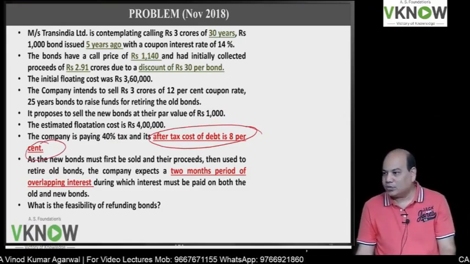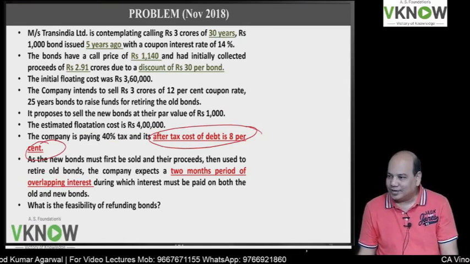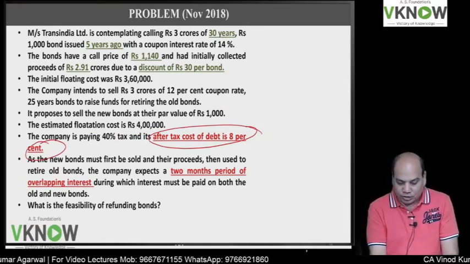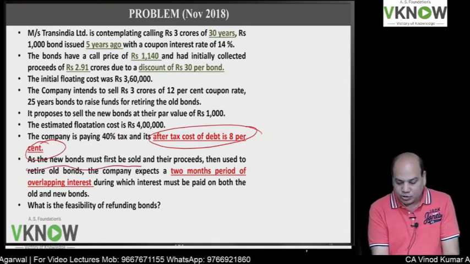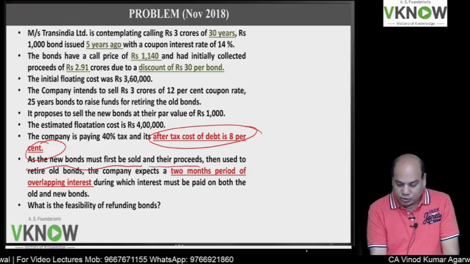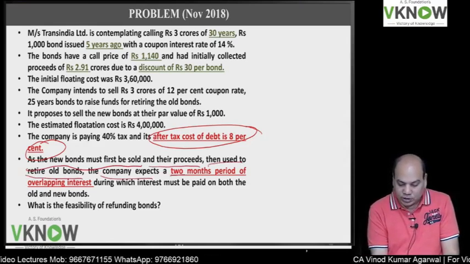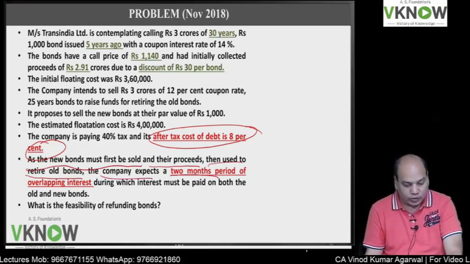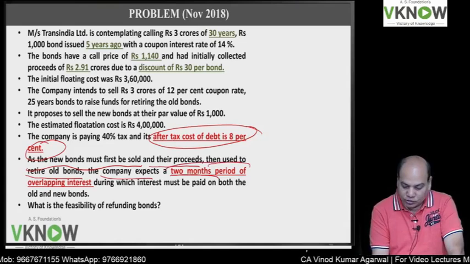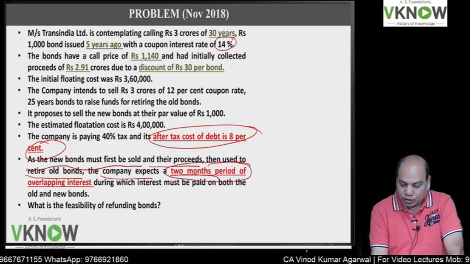If the question gives you the discount rate, take it as a discount rate. Now as the new bonds must first be sold and their proceeds then used to retire the old bond, the company expects a 2 months period of overlapping interest. So 2 months you have to pay interest on old bond at 14%.